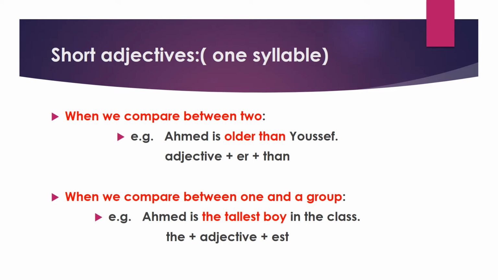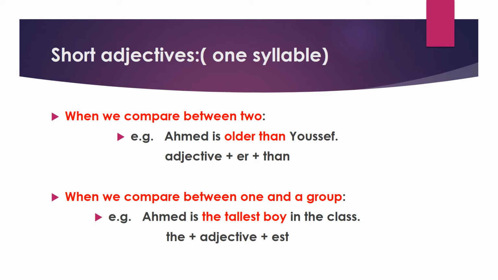First of all, you should know that we have two types of adjectives in English. We have short adjectives and we have long adjectives. Short adjectives are the adjectives that contain one syllable, like fat, thin, slow, fast, tall, high, old, and so on.